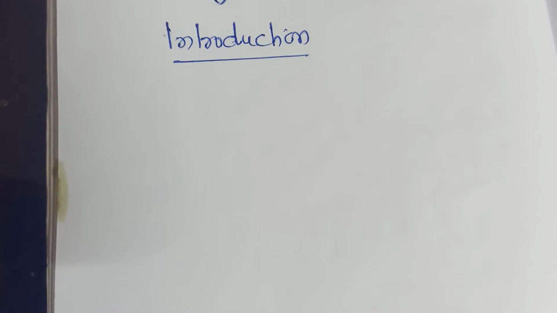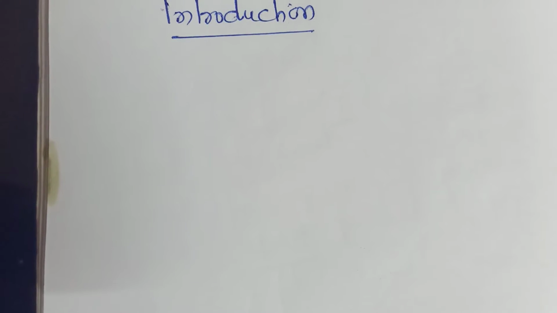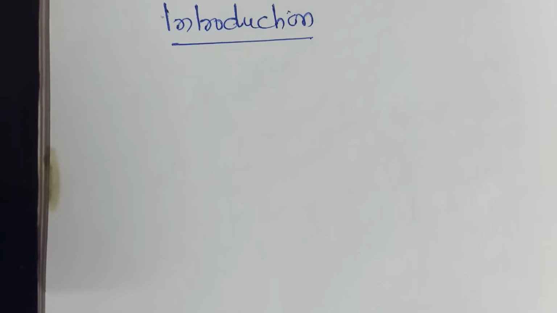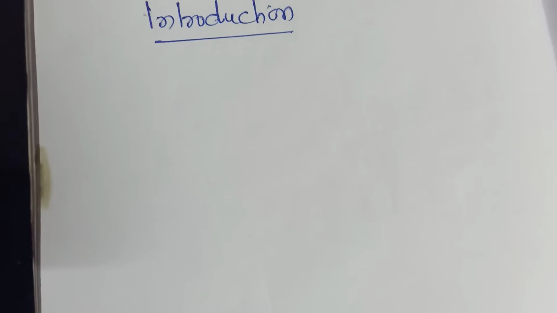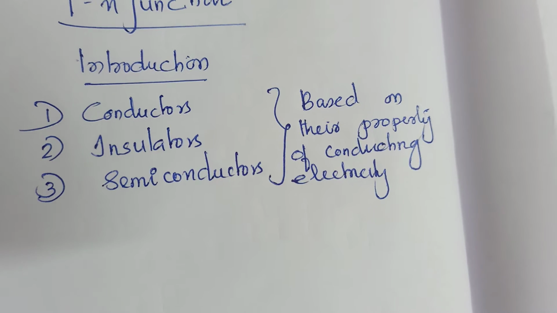Whereas there is a group of material which is termed as semiconductors, which have conductivity ranging in between conductors and insulators. That means their conductivity is low as compared to conductors, whereas high as compared to insulators. Here we are going to discuss something about semiconductors.